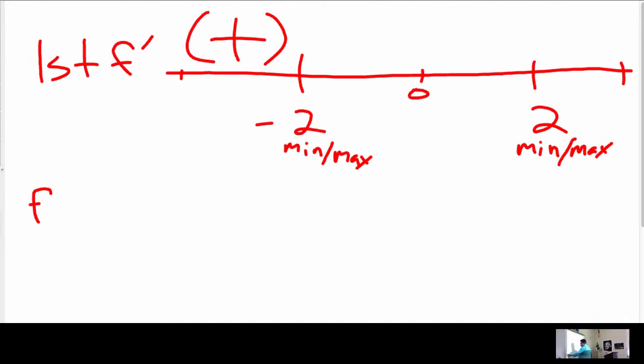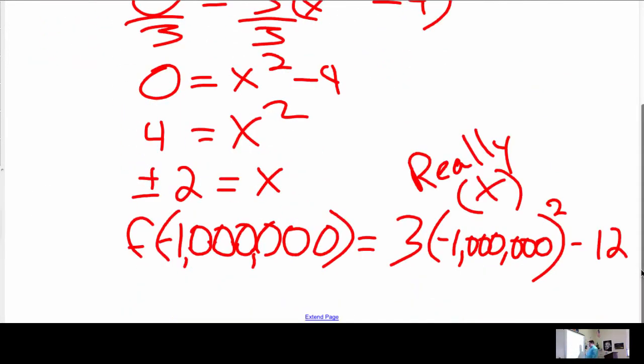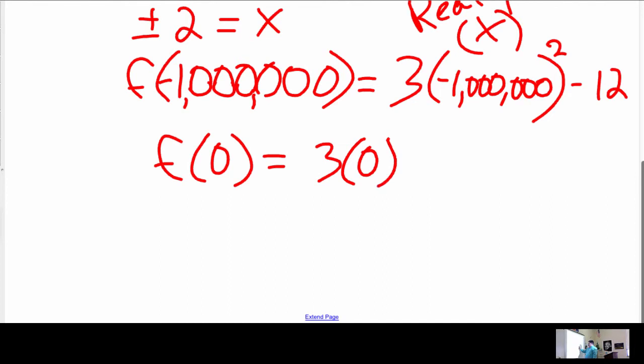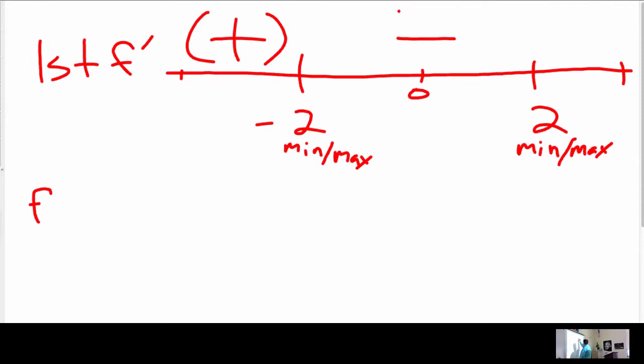All right, so now I'm going to come back, and now we're going to plug in 0. So f of 0 is just 3 times 0 squared minus 12. It's just negative 12, right? Does that make sense? So that's negative. So I'm going to come in here for my first derivative test and say that's negative.